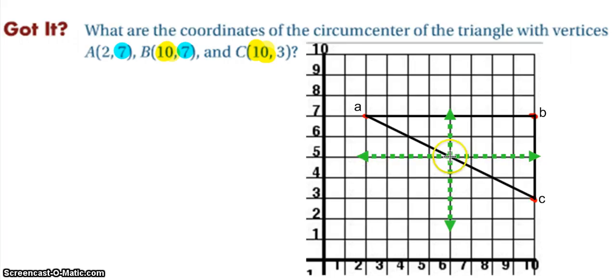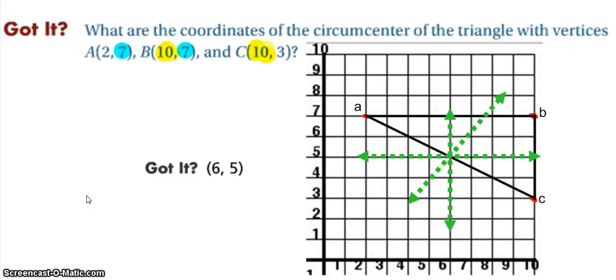And then I could find the perpendicular bisector of AC, but it is just going to go straight through that same point, because once we have two meeting and it's a right triangle, I see it's just going to be that point where they all met. So my circumcenter ends up being the point at 6, 5.